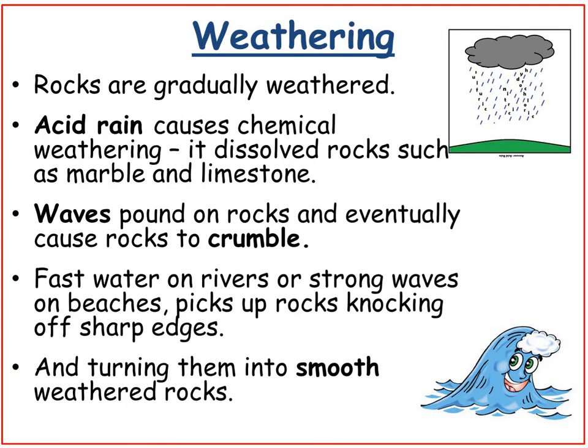Okay, now looking at weathering. So rocks are gradually weathered. Acid rain causes chemical weathering. It dissolves rocks such as marble and limestone. But another type of weathering can be by waves, which bash against the rocks and eventually cause the rocks to crumble apart. Fast water on rivers or strong waves on beaches pick up the rocks and knock off the sharp edges of the rocks, so eventually they become weathered, and it turns them into smooth weathered rocks.